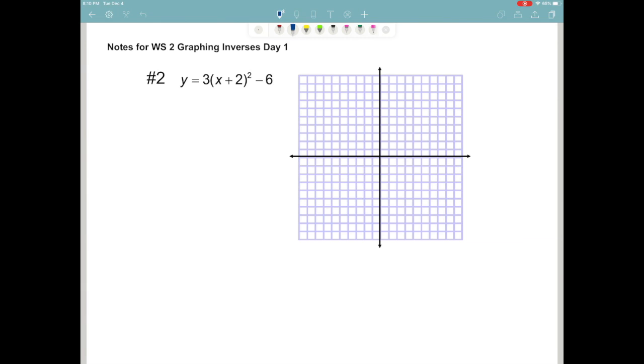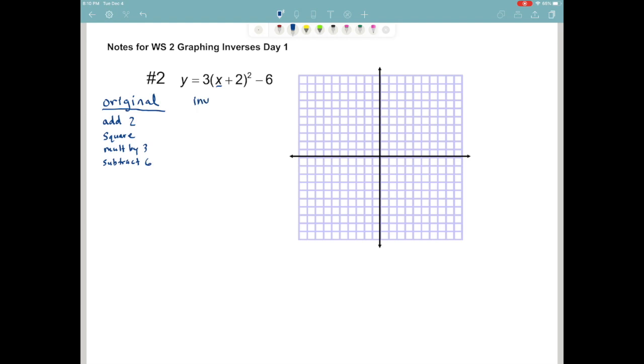So the next problem that we graphed in class was this one. Y is equal to 3 times the quantity of x plus 2 squared minus 6. So with this one here, if we want to create the inverse function, okay, let's list out our steps here. This is our original. So it looks like if we knew what x was, the first thing we do is add 2. Then we would square it. Then we would multiply by 3. And then we would subtract 6.